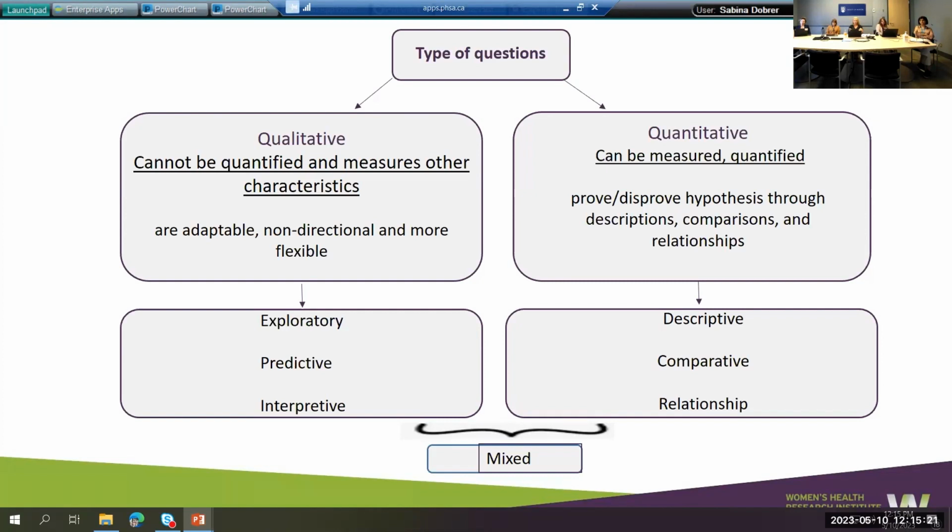Qualitative data measures other characteristics that we cannot measure by quantitative analysis. It's more interpretive or adaptable, and it's not as direct as numbers. But I think, and I've mentioned it multiple times, the mixed research method, where we combine both types of questions, is probably the best because it will help us answer our research questions in the best way possible.